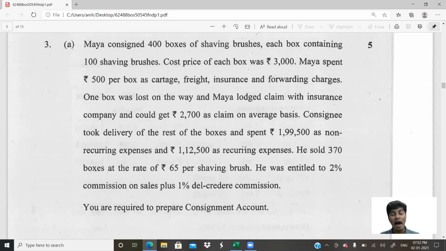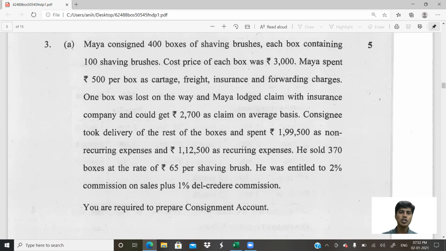But the consigner's expense is always a non-selling expense, and it will be part of closing stock valuation. However, the consignee's expense will be categorized into two categories. That is, part of it is selling expense, part of it is non-selling expense. Non-selling expense incurred by the consignee is part of closing stock valuation. Selling expense incurred by the consignee is not part of closing stock valuation.